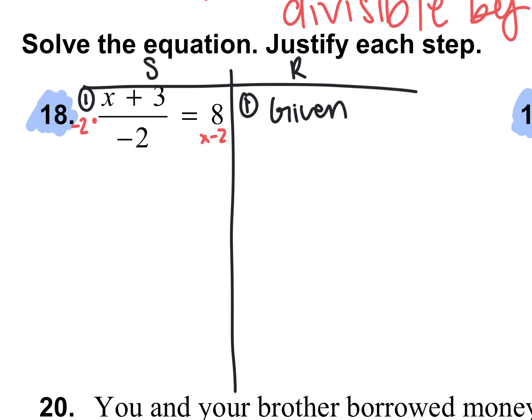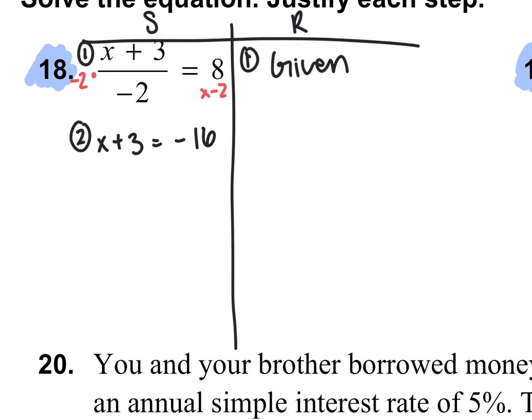All right, so I'm going to go ahead and rewrite it. I'm going to have x plus 3 equals -16. Now what should I do to both sides? Good, I'm going to go ahead and subtract 3. X is going to equal, is it negative? Nope, negative 19.